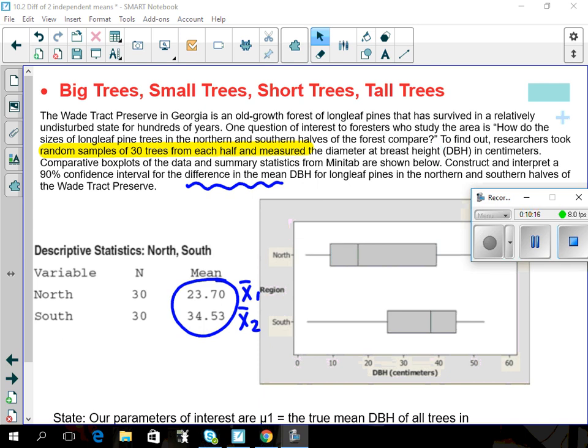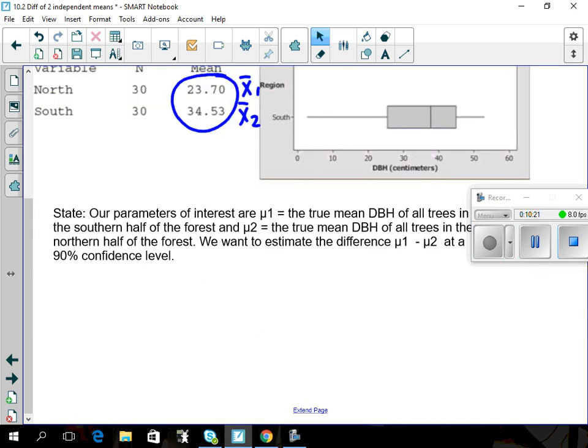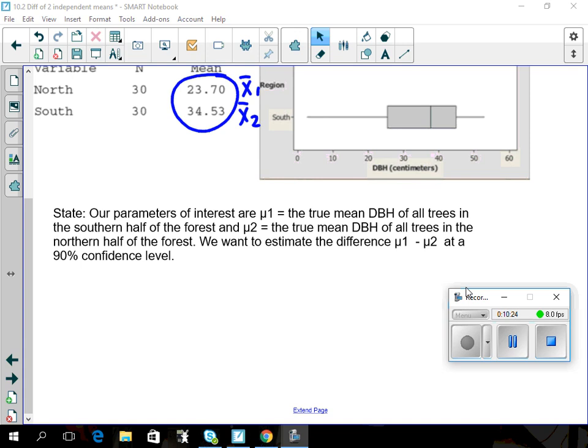So what are we trying to, it says down here, I'll just go ahead and scroll down. Okay? So our parameter of interest is the true mean of DBH, diameter at breast height, I'm not sure, of all trees in the southern half of the forest, and mu 2 would be the true mean in all of the northern half. It is very important here that you tell me which one is northern and which one is southern, because it's not talking about group 1, group 2. Those numbers are not in the problem. Do you agree? So you need to be clear about which one is in sample 1 and which one is in sample 2.